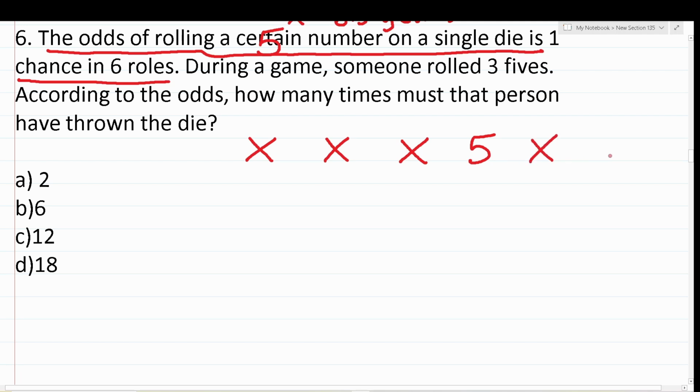Fifth roll, no 5. Sixth roll, no 5. So as you can see, out of these 6 rolls, they rolled a 5 once. Well, we got to figure out how many rolls they made in total to get 3 5s.